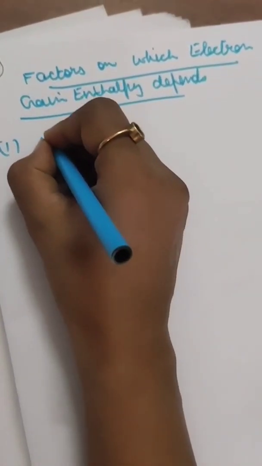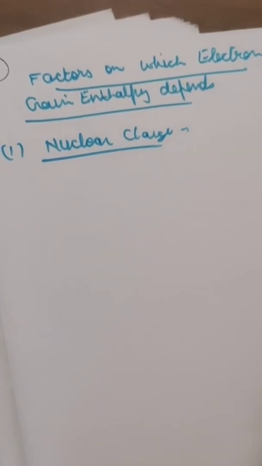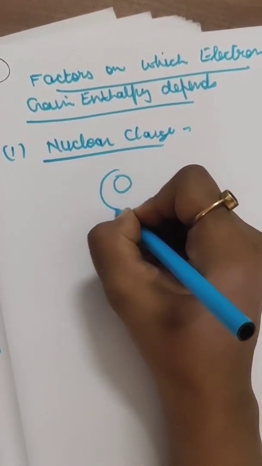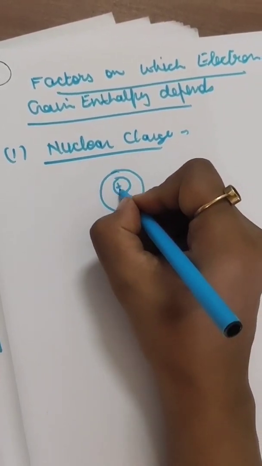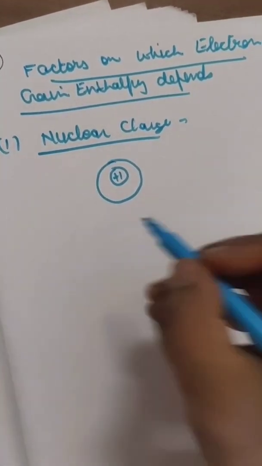Okay, so the factors on which the electron gain enthalpy depends. These are the nuclear charge. The electron gain enthalpy becomes more negative as the nuclear charge increases. Suppose this is an atom, and this is having a positive charge of 1.